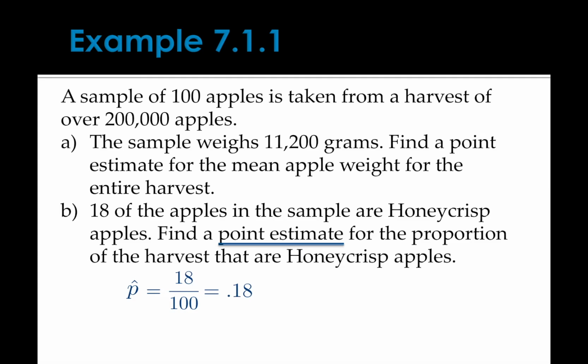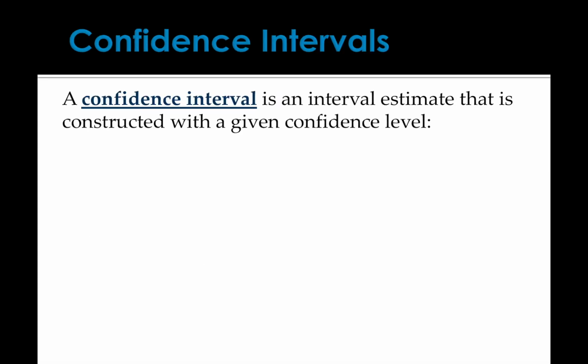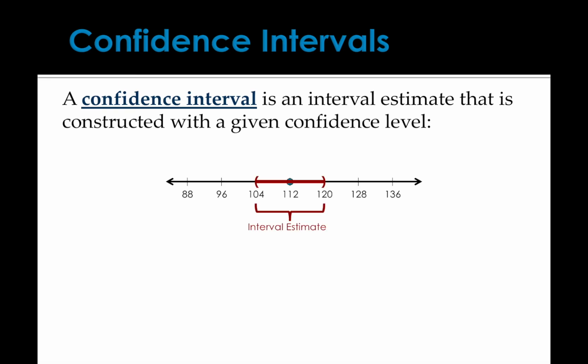All right, so that's just calculating point estimates, but we want to do better than point estimates. So we move on to interval estimates. All right, so instead of just saying the mean weight of an apple is probably 112 grams, maybe we might give an interval estimate. So this interval estimate would say, okay, 112 grams is our best guess, but we're going to say that a good guess is that the average weight of an apple in this harvest is between 104 and 120 grams. So that's an interval estimate. Okay, and we call it a confidence interval because all of these intervals, we are going to attach a level of confidence to it.